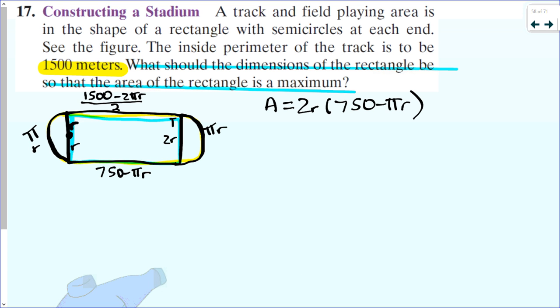In other words, if I multiply this out and switch the order of the terms, it's negative 2 pi r squared plus 1,500 r. Questions on that? Now this is going to be an upside down parabola because the lead term coefficient, the a, is negative. We know the area will be maximized at the vertex. So let's calculate the vertex.